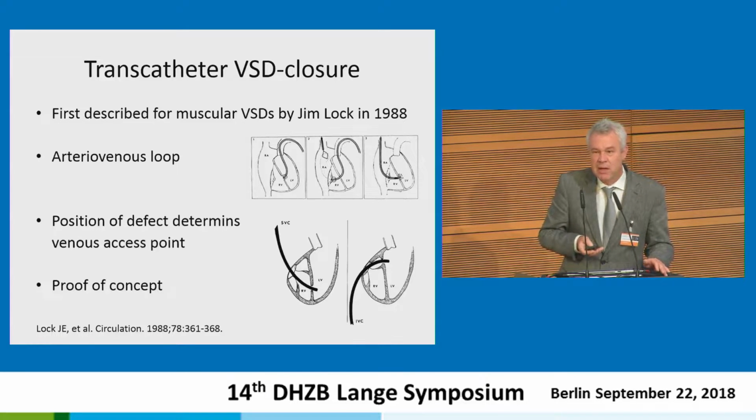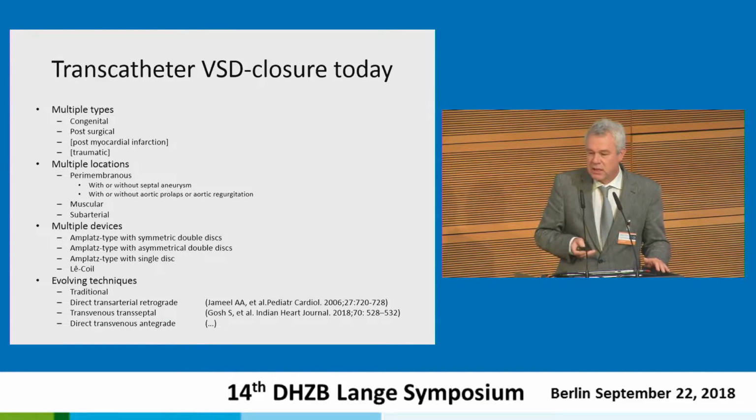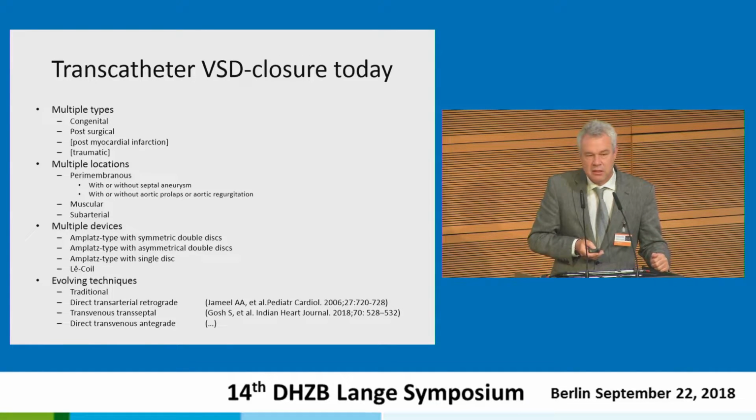But at that time, he did it with the Rashkind umbrella and other unsuited occlusion devices, despite that it was feasible, and since then we've gone a long way. So with transcatheter VSD closure today, we can close multiple types of defects. All congenital defects are tackled, post-surgical defects, post-myocardial infarction, and also traumatic defects have been closed.